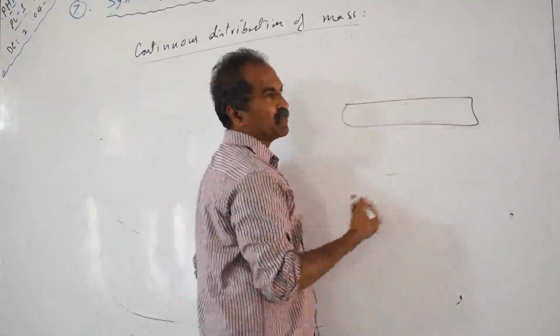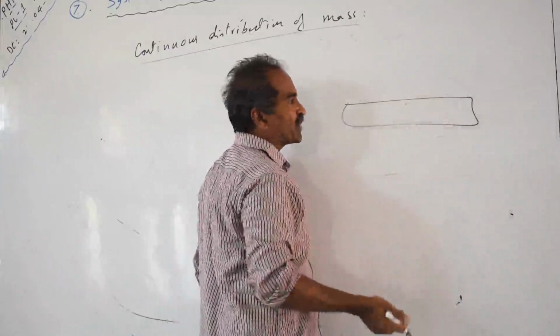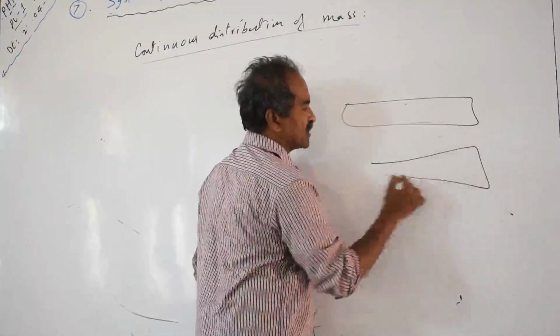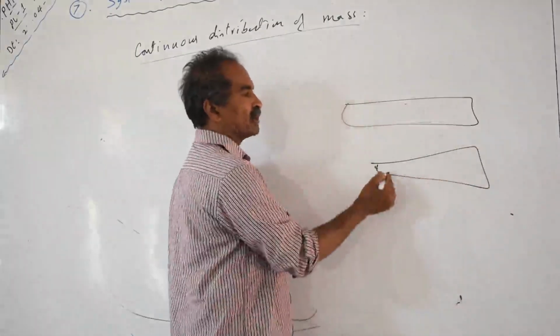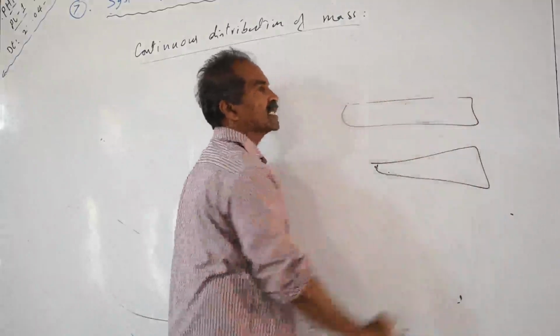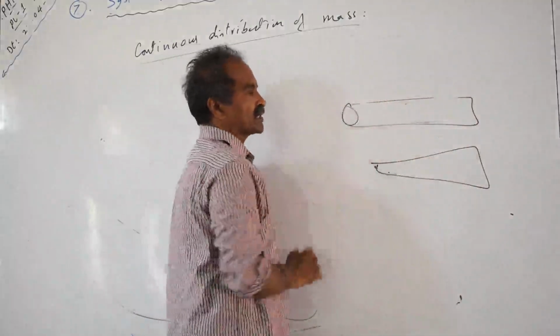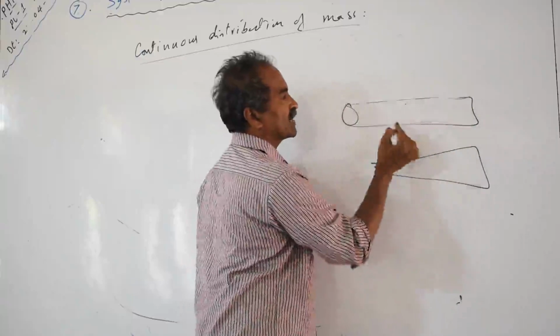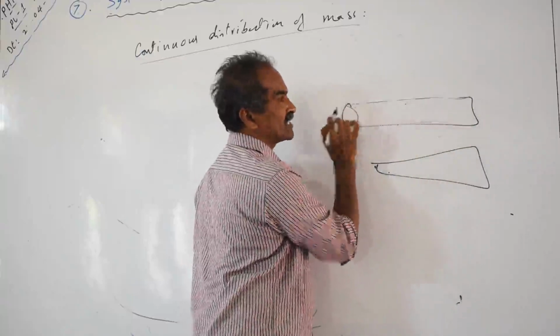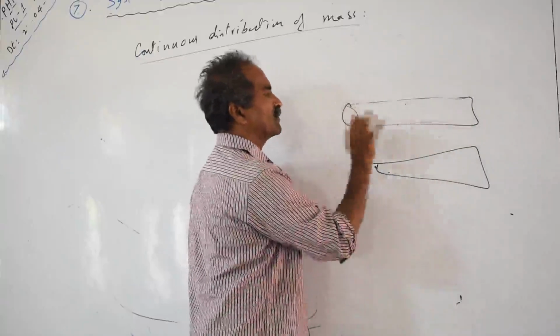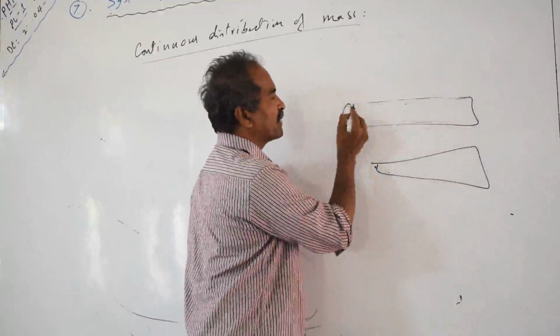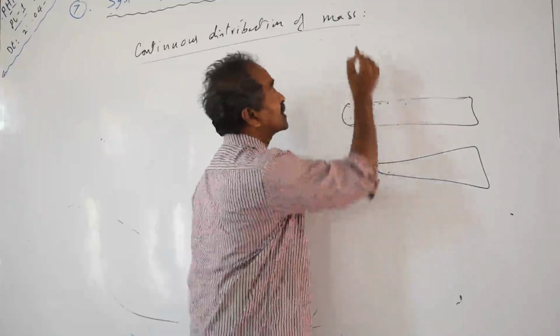For this rod, maybe uniform thickness is there, maybe not. Non-uniform thickness means different thickness at different points. This is non-uniform thickness, this is uniform thickness, the same thickness everywhere. If it is a circular rod, you have to consider the same radius everywhere. So here this is uniform thickness. For the atoms or molecules, there is not much gap. An angstrom-unit gap will always be there, but we are not going to consider that here. So it appears that particles are everywhere. That is called the continuous distribution of mass.